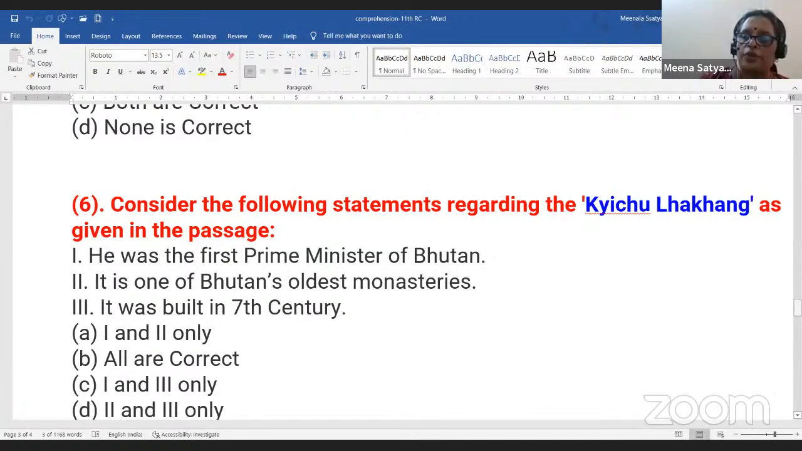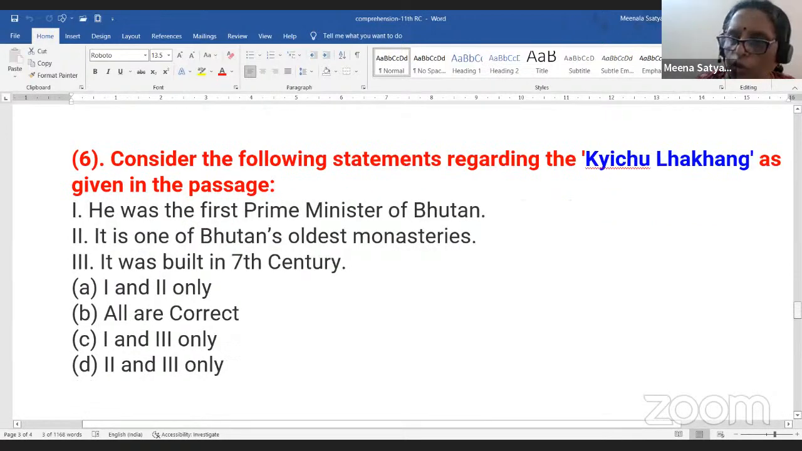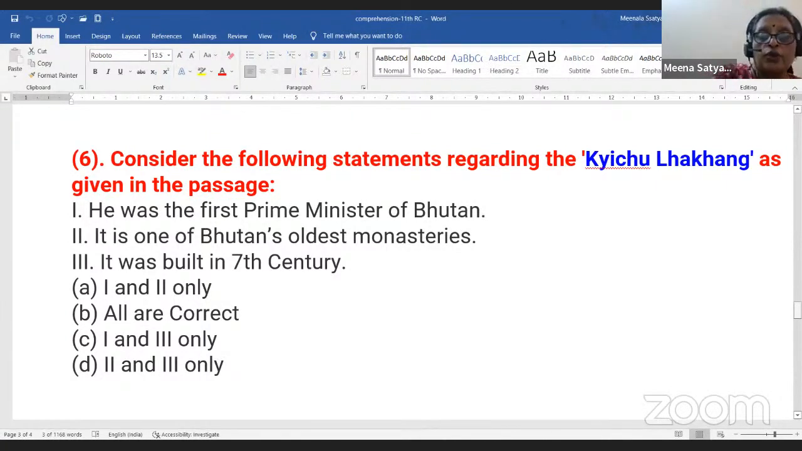Consider the following statements regarding the Kyuchu Lakang as given in the passage. He was the first prime minister of Bhutan. It is one of Bhutan's old monasteries. It was built in 7th century. So prime minister, oldest monasteries, built in 7th century. 1 and 2 only. All are correct. 1 and 3 only. 2nd and 3rd only. So either 2 are correct or all are correct. That is the idea you should have. Because if you've seen the choices, 1 and 2, 1 and 3, 2 and 3, and all are correct.